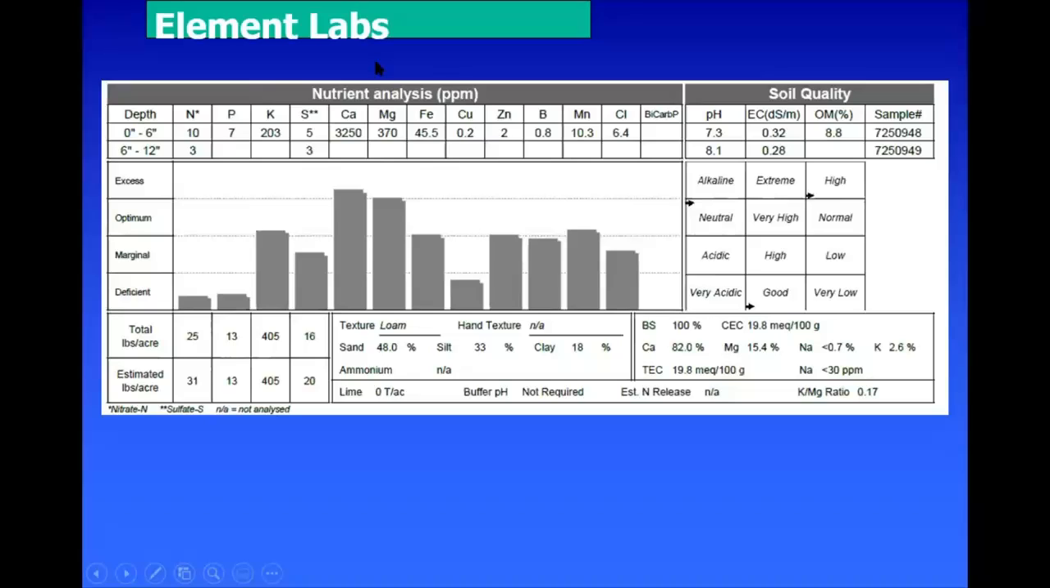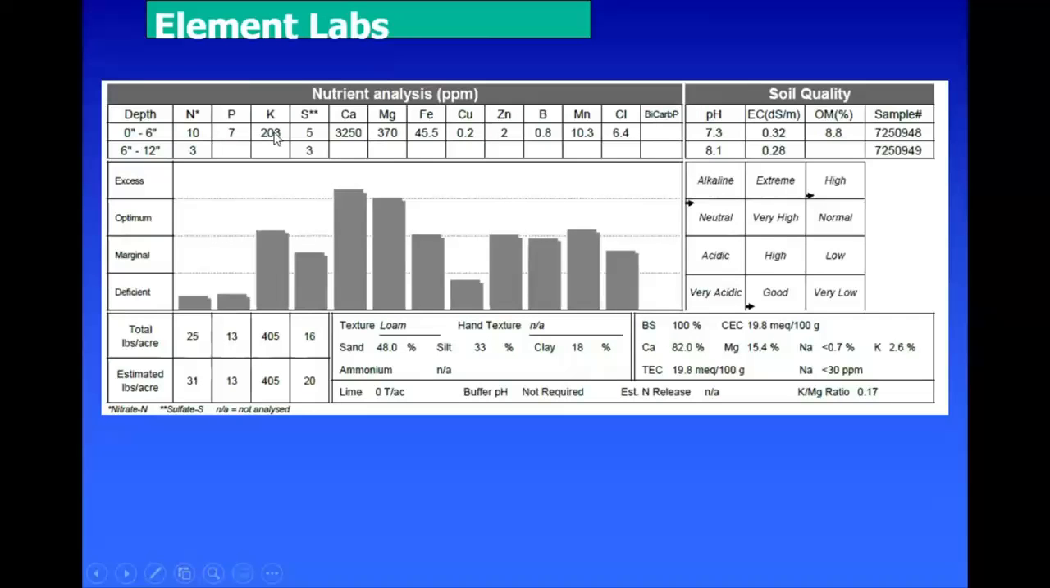So it's gone through a few name changes over the last number of years. In this particular case, all the nutrients up here are reported in parts per million. And in the lab, for N, P, K, and S, they've converted those from the 0 to 6 and 6 to 12 inch depth to pounds per acre.